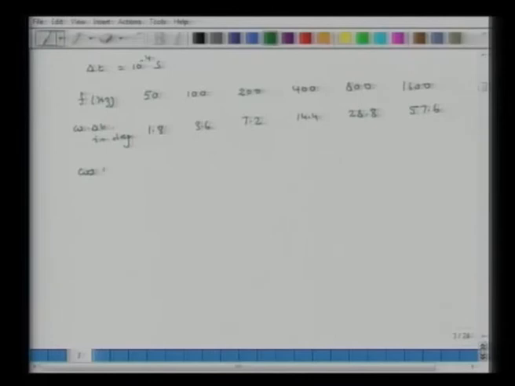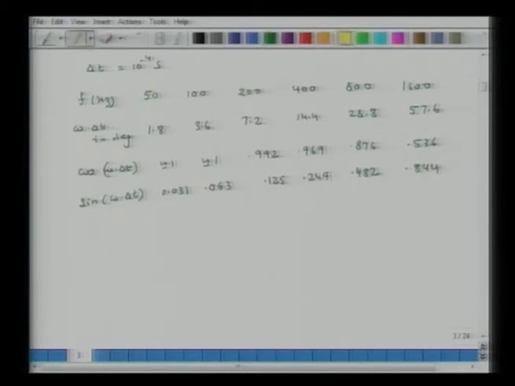And when you look at cosine values, this is approximately equal to 1, this is again approximately equal to 1, 0.992, 0.969, 0.876, and this is 0.536. And the sine values are 0.031, 0.063, 0.125, 0.249, 0.482, 0.844. What you see, just looking at some broad numbers, is that maybe this approach will work up to 100 or maybe 200 hertz. Above that, the sine value starts becoming fairly appreciable.